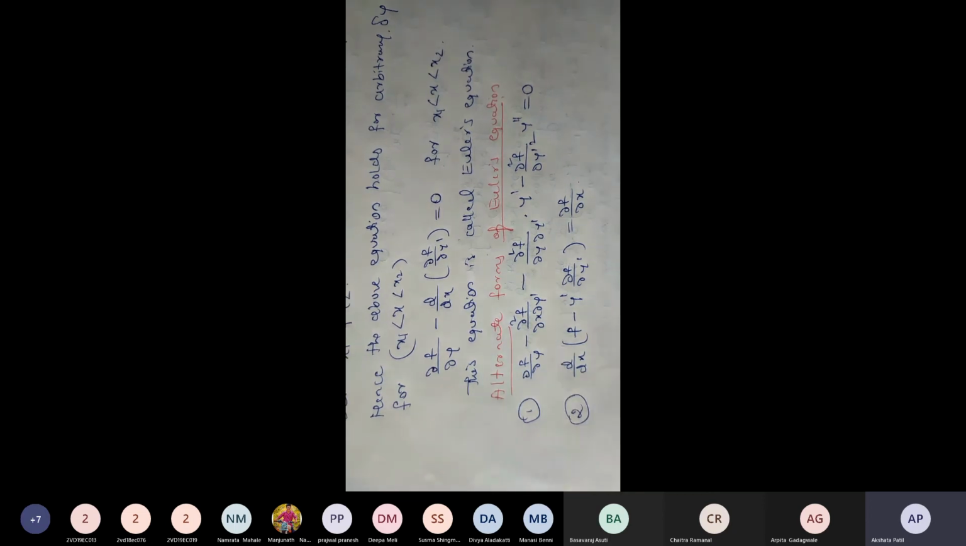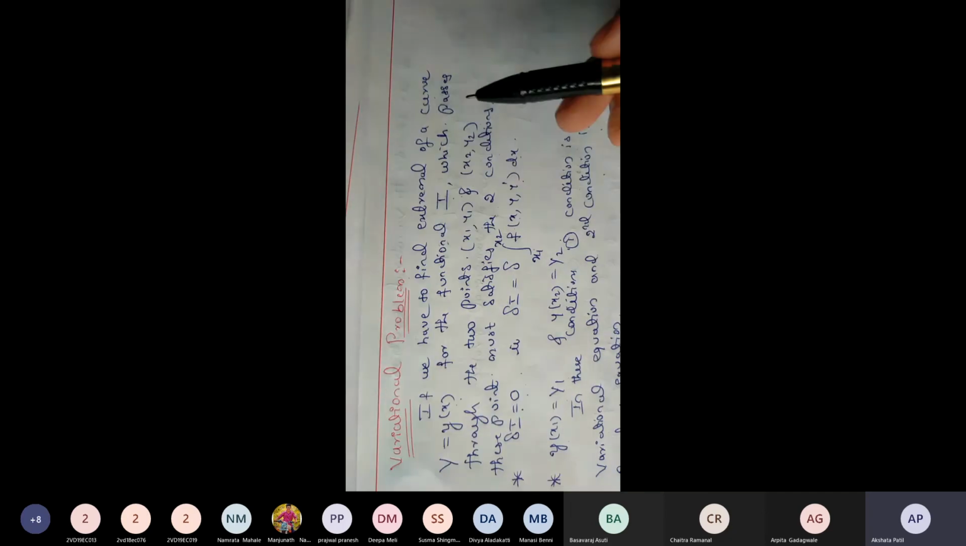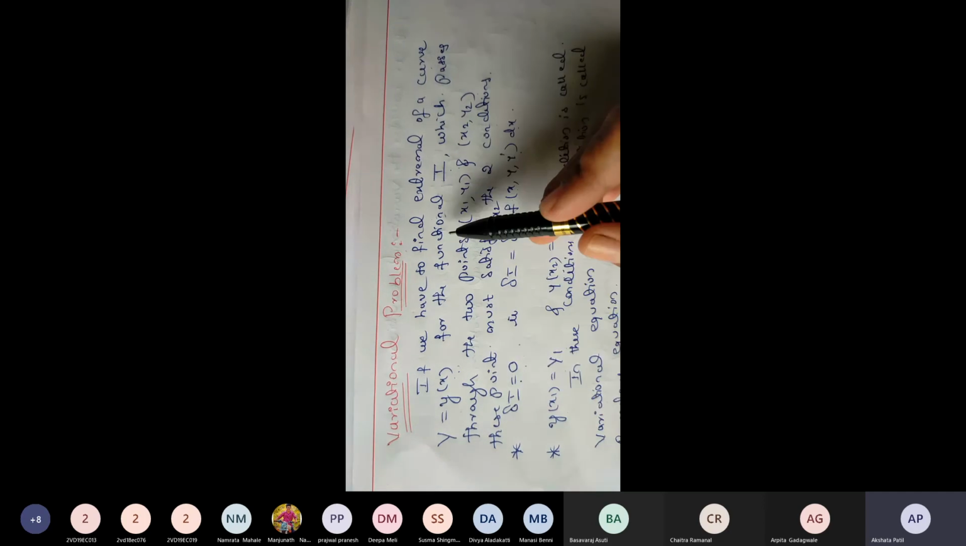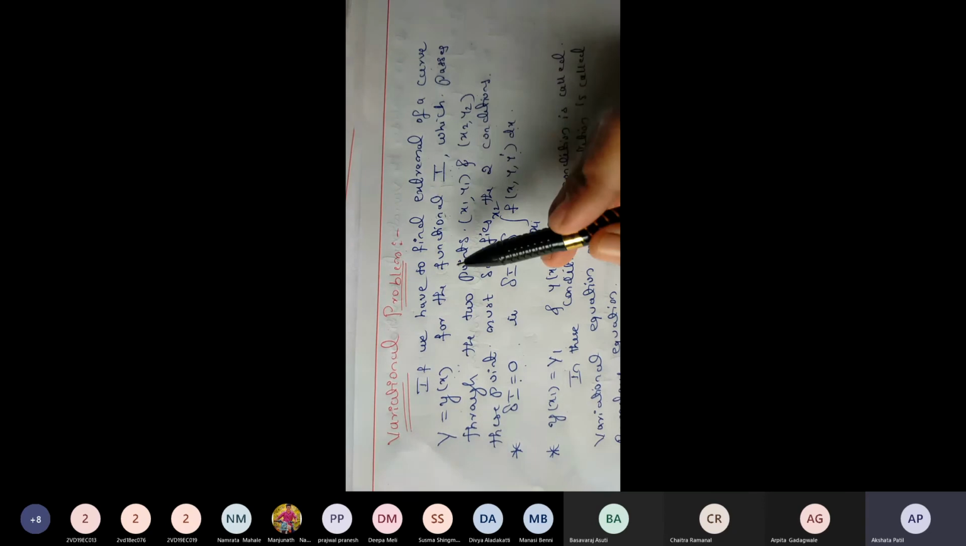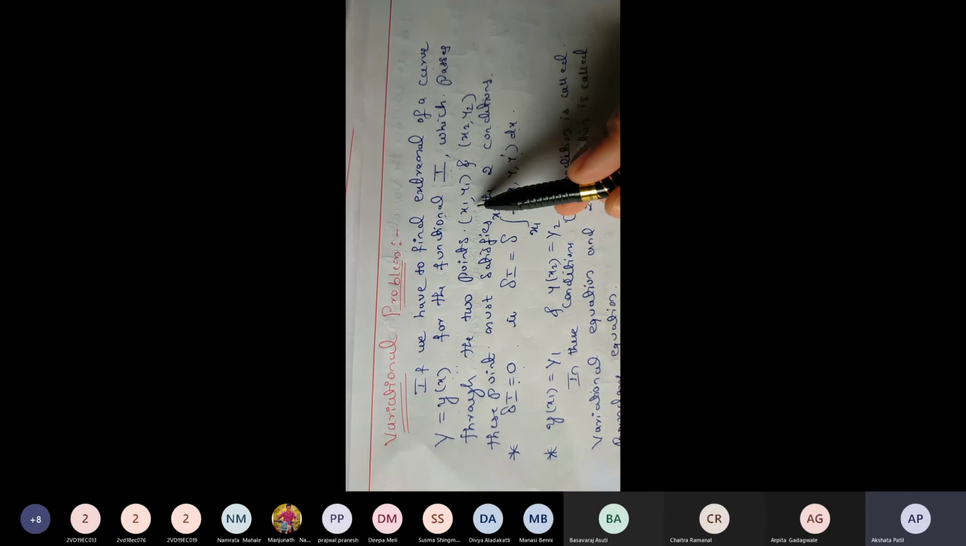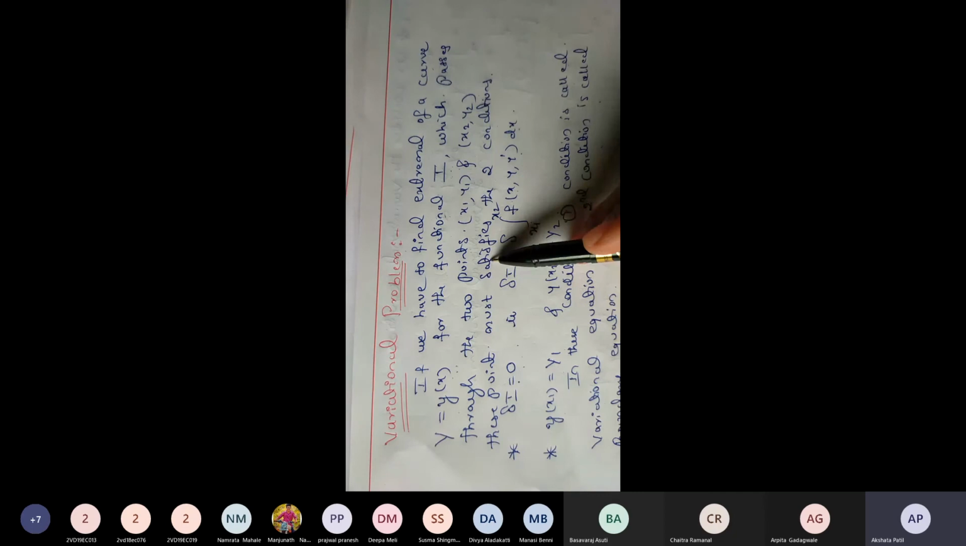So in today's class we have discussed what do you mean by variational problem, and I have discussed this Euler's equation. A variational problem is: if we have to find the extremal of a curve, that is y equals y of x, for the functional I (usually the functional is denoted by capital I) which passes through the 2 points x1, y1 and x2, y2, these 2 points must satisfy two conditions.